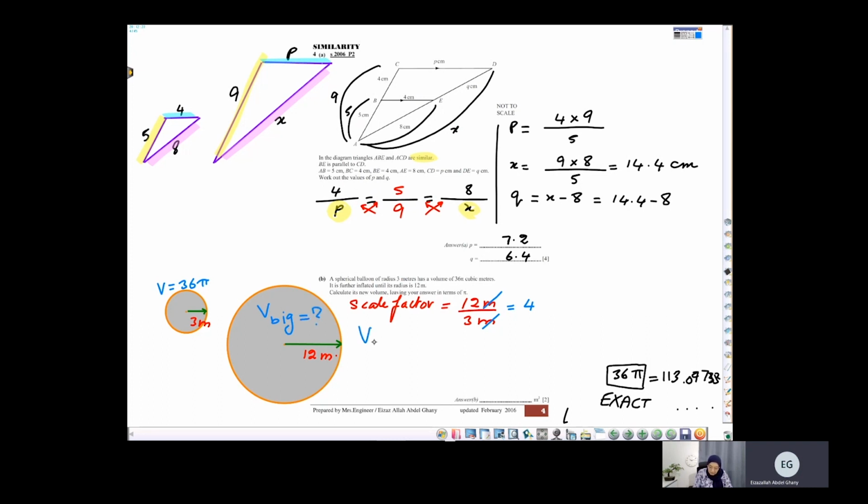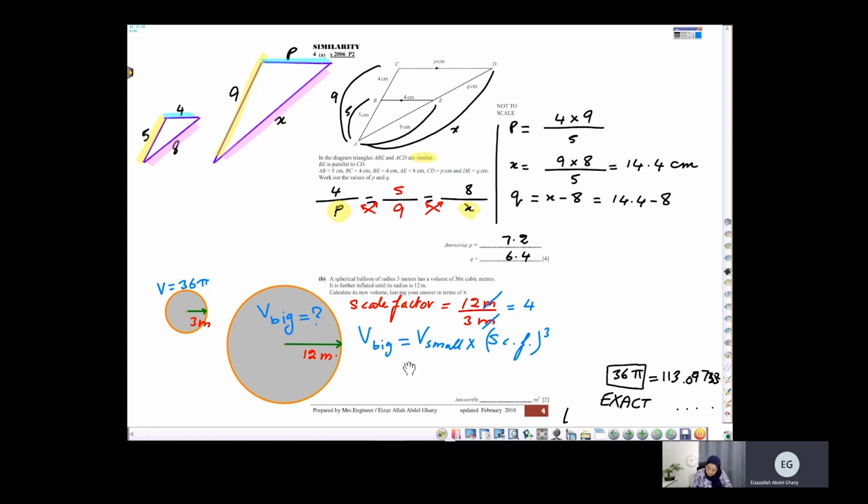Let's write the relation. Volume big equals volume small multiplied by the scale factor cubed. If you cube the 4, it will be 64. If the bigger radius is 4 times the smaller radius, it means that the bigger volume is 64 times the smaller volume. The bigger balloon is 64 times the smaller balloon. How did I find 64? It's the cubing of the 4.